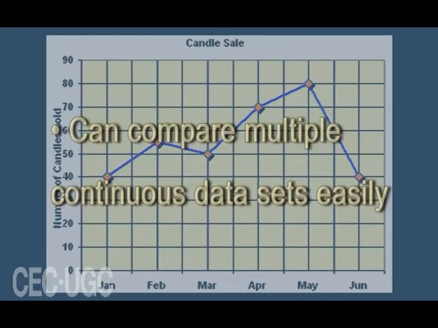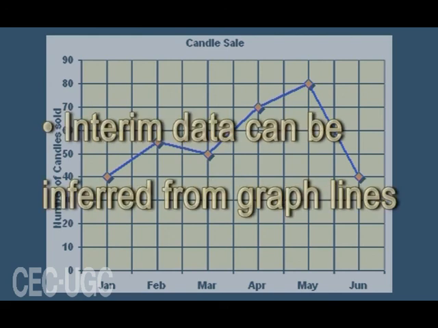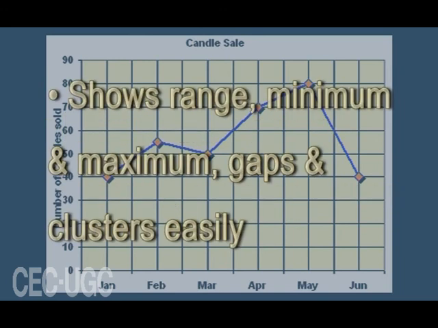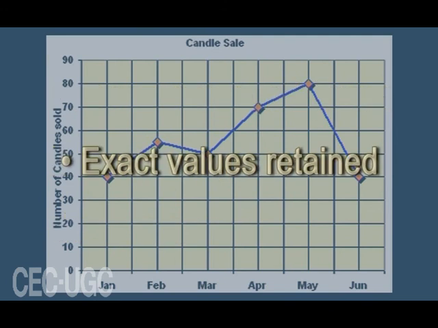Advantages of line graph. They are commonly used in geographic research and analysis as they reveal the relationship between time and other variables in a better way, can compare multiple continuous data sets easily. Interim data can be inferred from graph lines, shows range minimum and maximum, gaps and clusters easily, exact values retained.